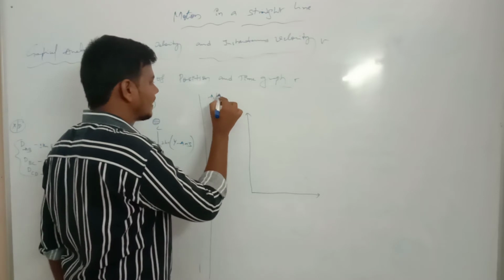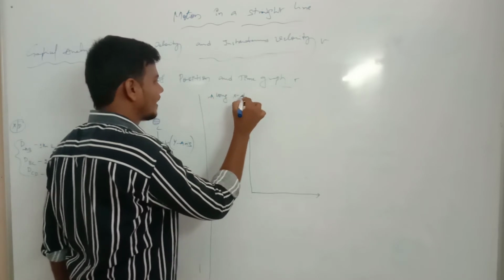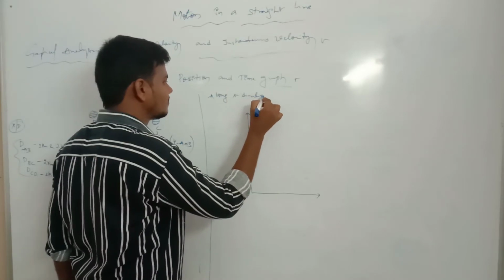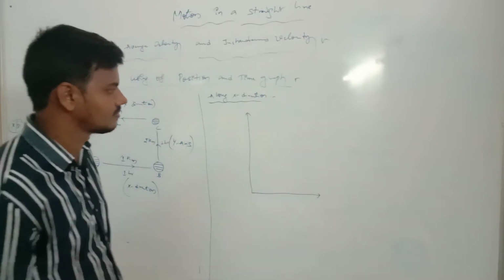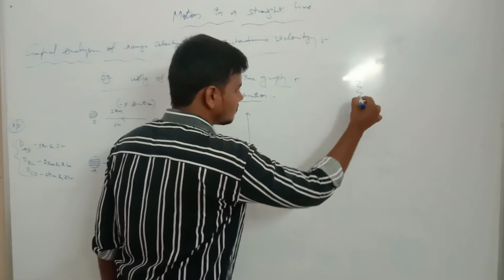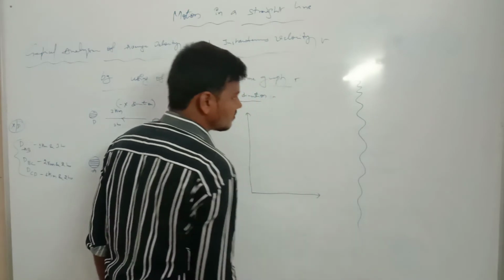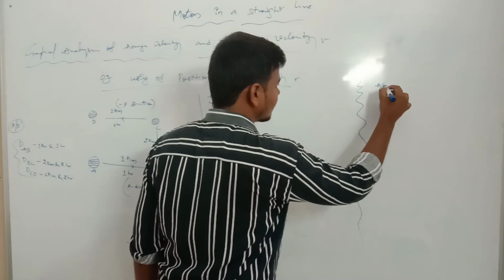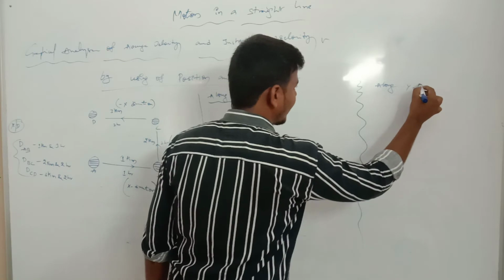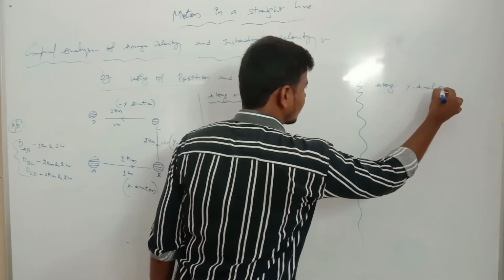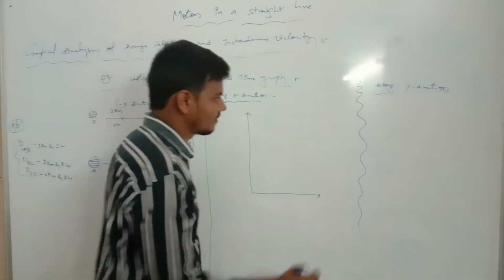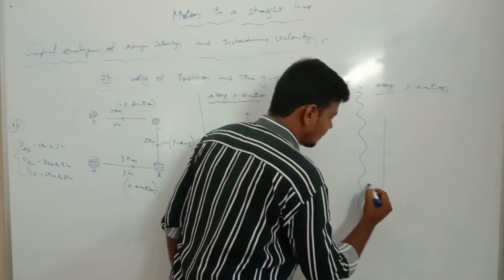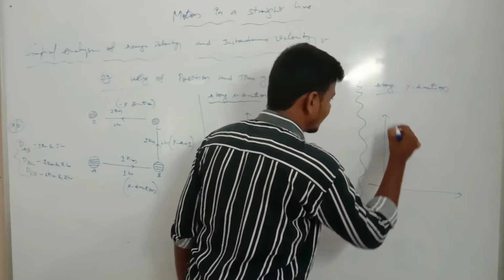This one is along the x axis, or x direction. Which direction? Along x direction. Now this one is along y direction. Which direction? Along y direction. The same one we apply. So this is the one. This is the graphical analyzer.